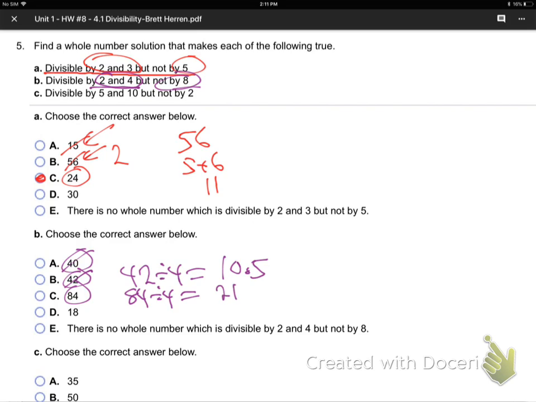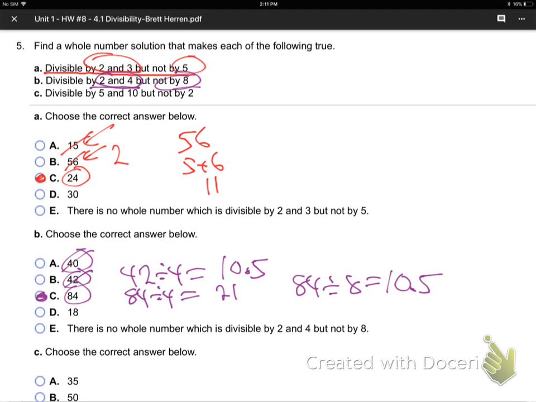And 8, does 8 go in? I don't think it does. No, it doesn't because 10 would be 80. So it's 10.5. 10 doesn't go in. There's your answer. 84 is the number that's divisible by 2 and 4, but not by 8. 2 and 4 go into it, but 8 does not.